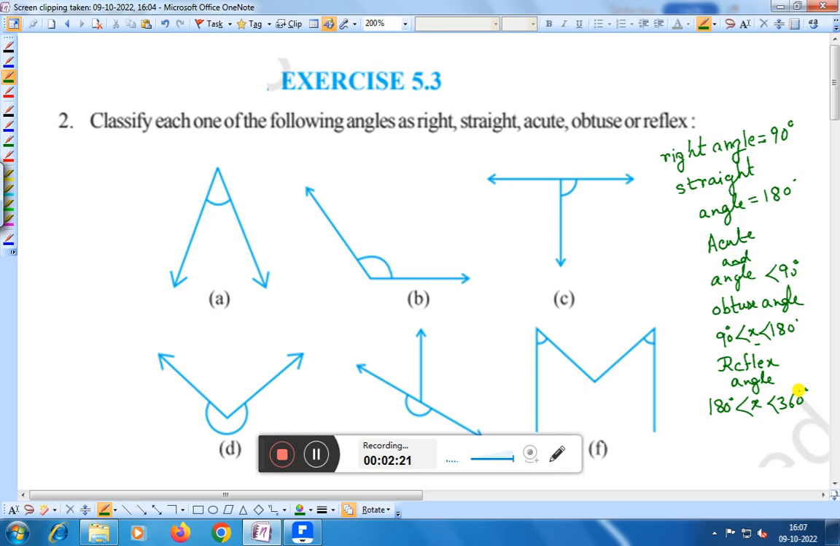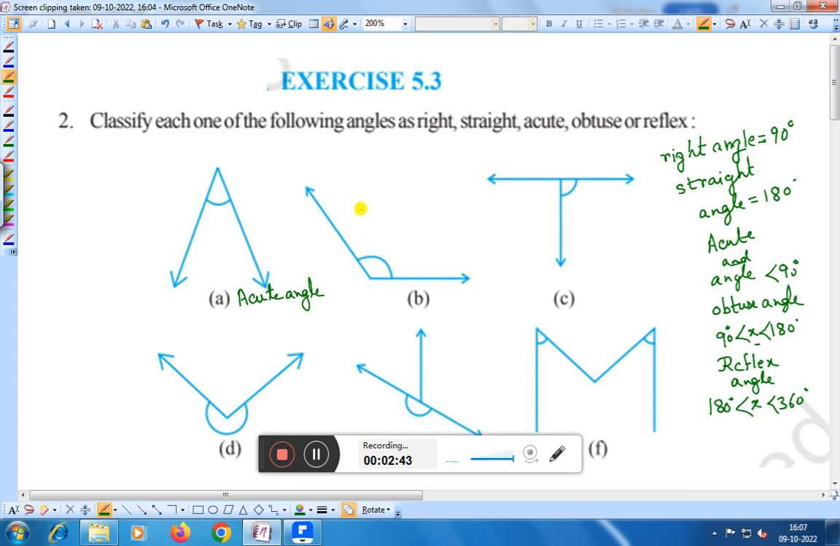Now 1a. You can see here that if we measure this angle, it is less than 90 degree, so we can say it is an acute angle, right? A is acute angle.